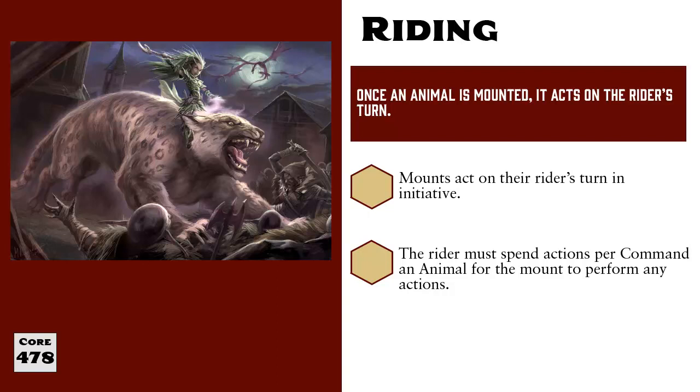So for example, if you're mounted on a horse and wish to ride it 40 feet, you would spend one action on Command an Animal and roll a Nature check against the horse's Will DC. On a success, it immediately performs a Stride action and moves as you direct it. This assumes the character is not a trained rider.